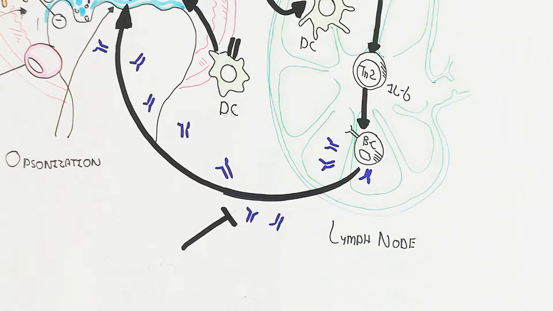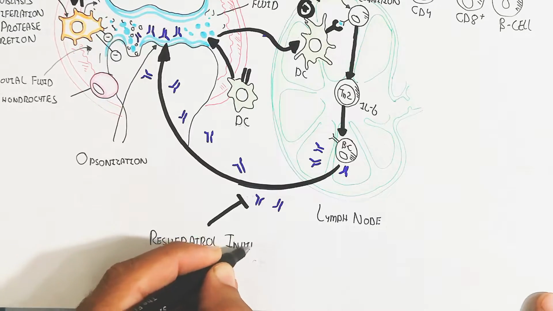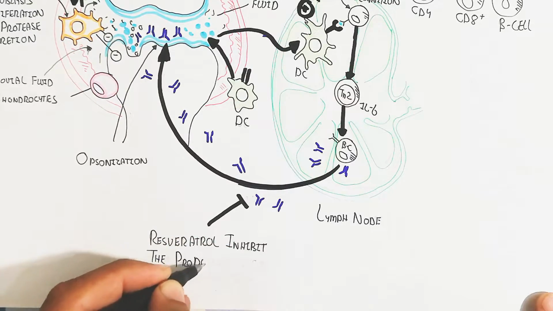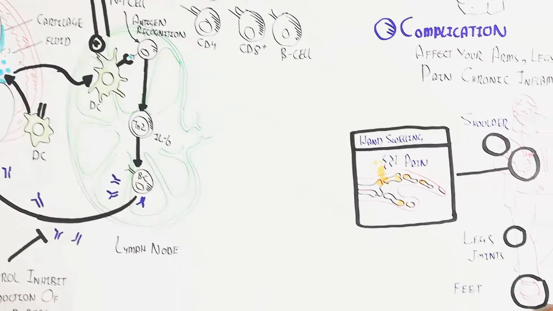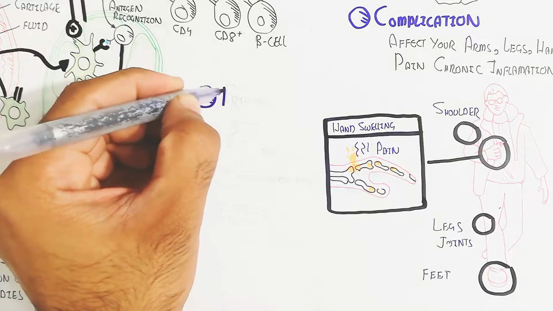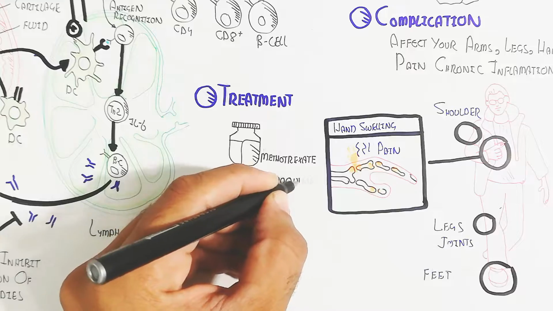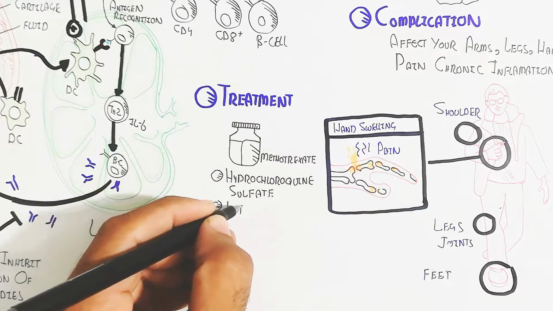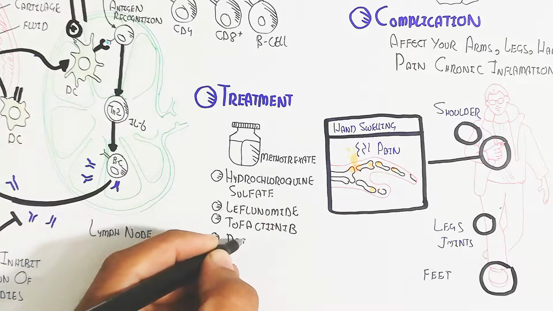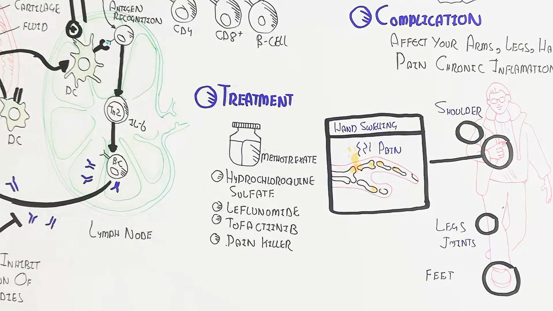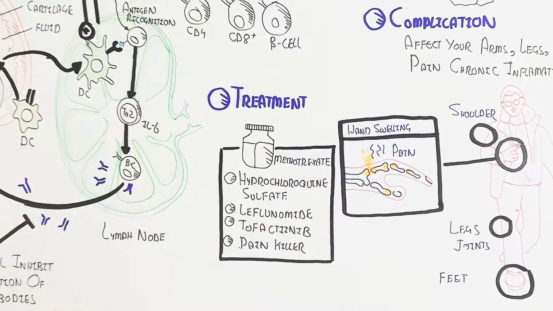So resveratrol inhibits the production of antibodies. This will inhibit rheumatoid arthritis, and opsonization of the cartilage will be inhibited. In this way, the damage will be decreased, and it also inhibits synovial fibroblast proliferation and protease secretion. The treatments are also methotrexate, hydroxychloroquine sulfate, leflunomide, tofacitinib, and painkillers.